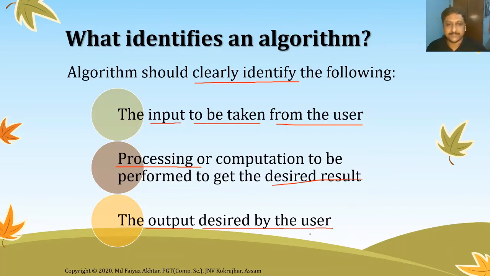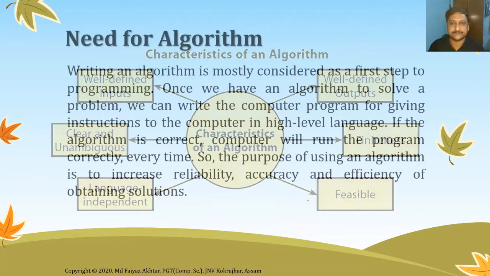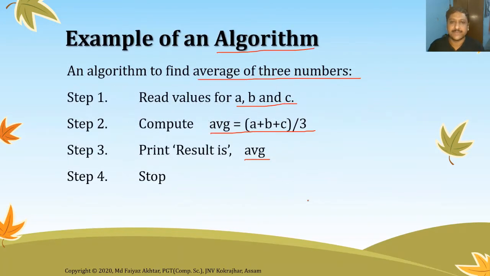In the previous example we see all those things. See here, it is mentioned everything. What input we needed, this is the input, this is the processing, and this is the output. The output is mentioned: the average will be given as output. Like this it is given.